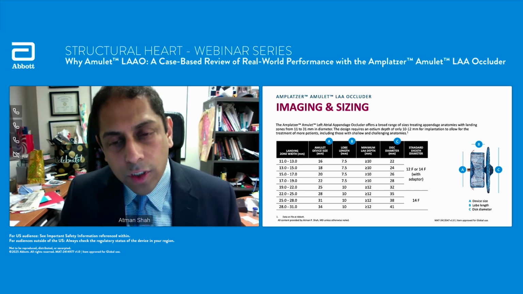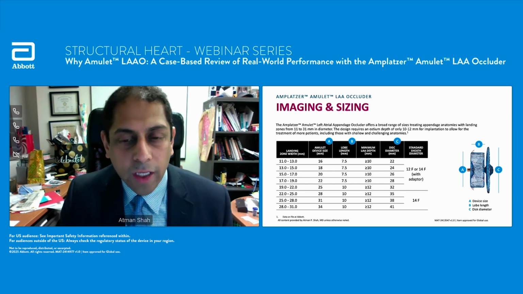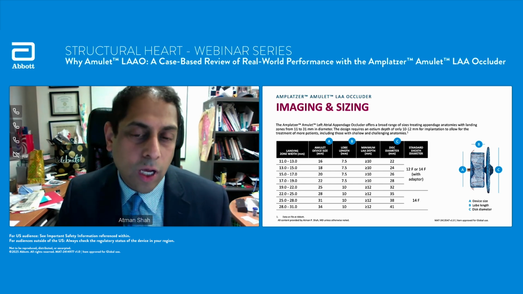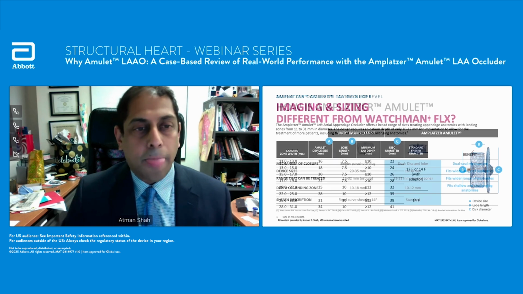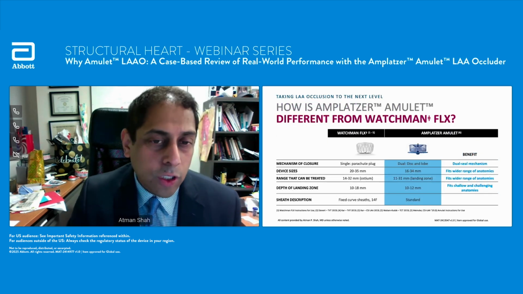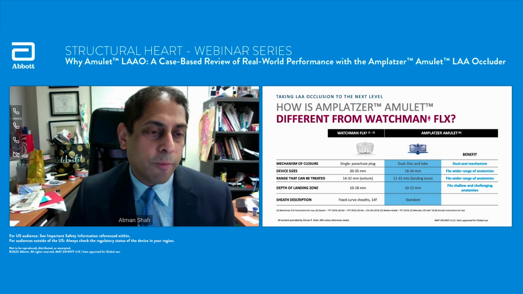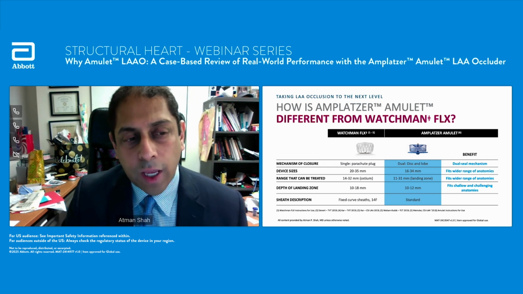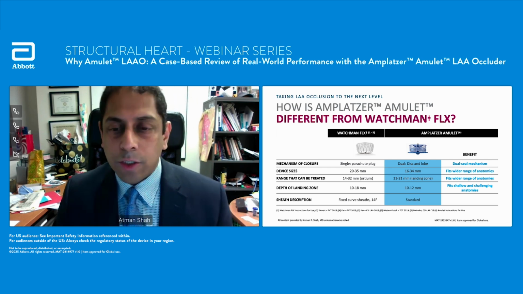So again, I show this slide to show that there's a great variety of different devices that can help suit closure of a variety of anatomies. How is it different? Well, it does have a dual closure. It does have a higher range of devices that can treat a greater range of appendages. The depth of the landing zone can be much shallower, and the sheath description, we'll get into a little bit.